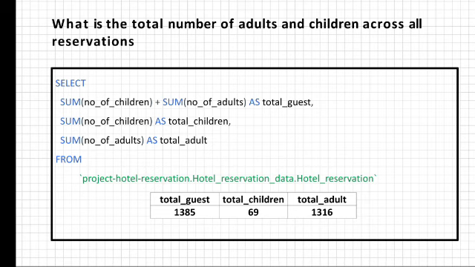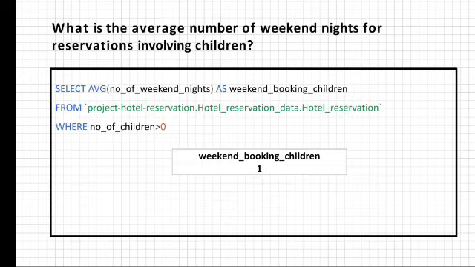When coming to the number of guests through the 700 reservations, I found that total guests was 1385, in which the adult count was 1316 and the total children count was 69, which is way less when compared to the adults. And when coming to the average number of weekend night reservations involving children, it was found to be one reservation. On average, one reservation was made on the weekend involving children.